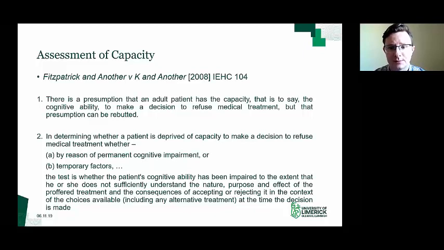So the first point here is that there's a presumption that an adult patient has the capacity, that's to say, the cognitive ability to make a decision. So our first point is we're saying there's a presumption. The second point here, so we're saying whether it's by reason of either a permanent cognitive impairment or a temporary factor, what we're concerned with here is whether the individual's cognitive ability has been impaired to the extent that he or she does not sufficiently understand the nature, the purpose, or the effect of the proposed treatment and the consequences of accepting or rejecting it. So that's the second point where we're really concerned with the nature of the understanding. So if we can move on to the next slide, we'll see the third point.